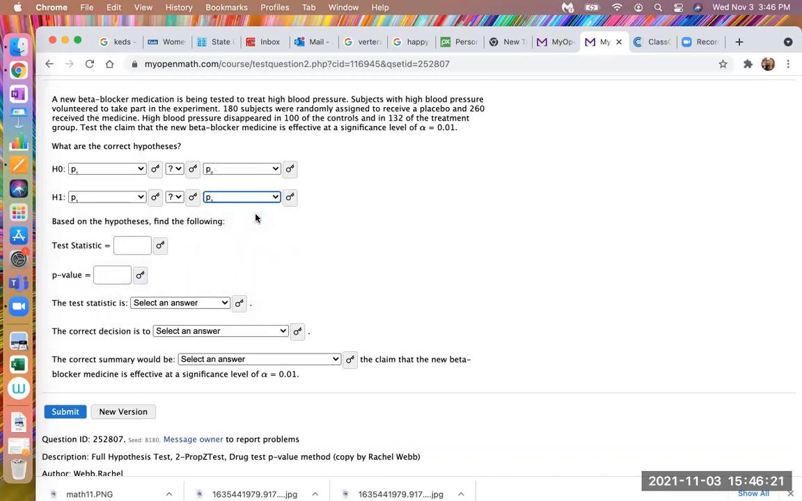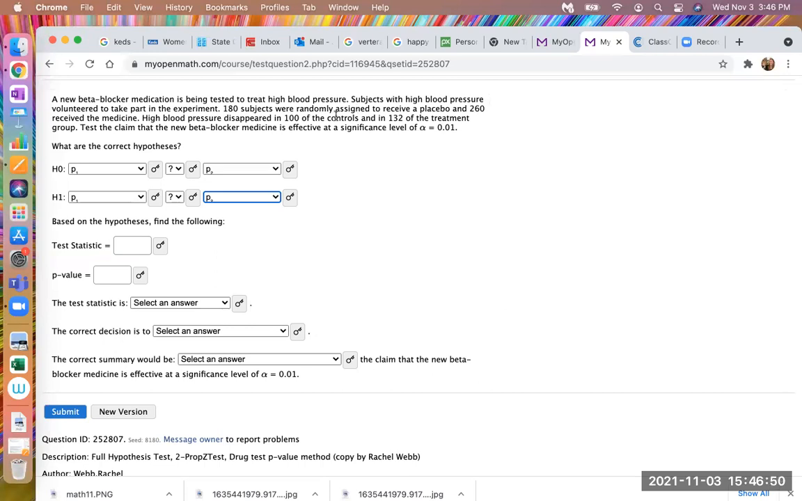And now they say, can you see that proportion that they said, 100 of the controls, which means the ones that received a placebo, 100 of the 180. So that's a proportion, right? Had a certain effect, right? And then 132 of the 260 had a certain effect. So you can see that that's a proportion.